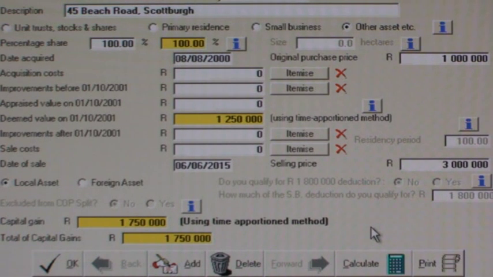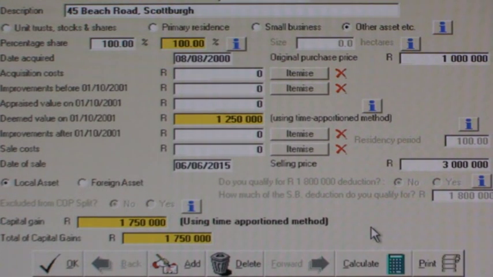You have to work out the total period of ownership of the asset and then proportion the profit over the whole period of ownership by the period before 1st of October 2001 and for the period after that. You count the number of years before the valuation date and after the valuation date. But remember that part of a year, even one day, counts as a full year. From the 8th of August 2000 to the 1st of October 2001 is counted as 2 years. From 1st of October 2001 to the 6th of June 2015 is counted as 14 years.